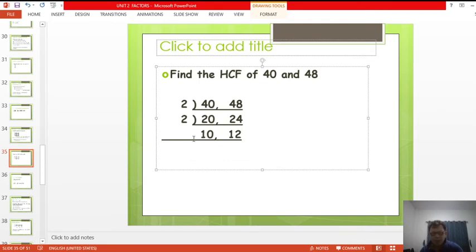Okay. So then write down your reverse division sign. Okay, so then you have that.